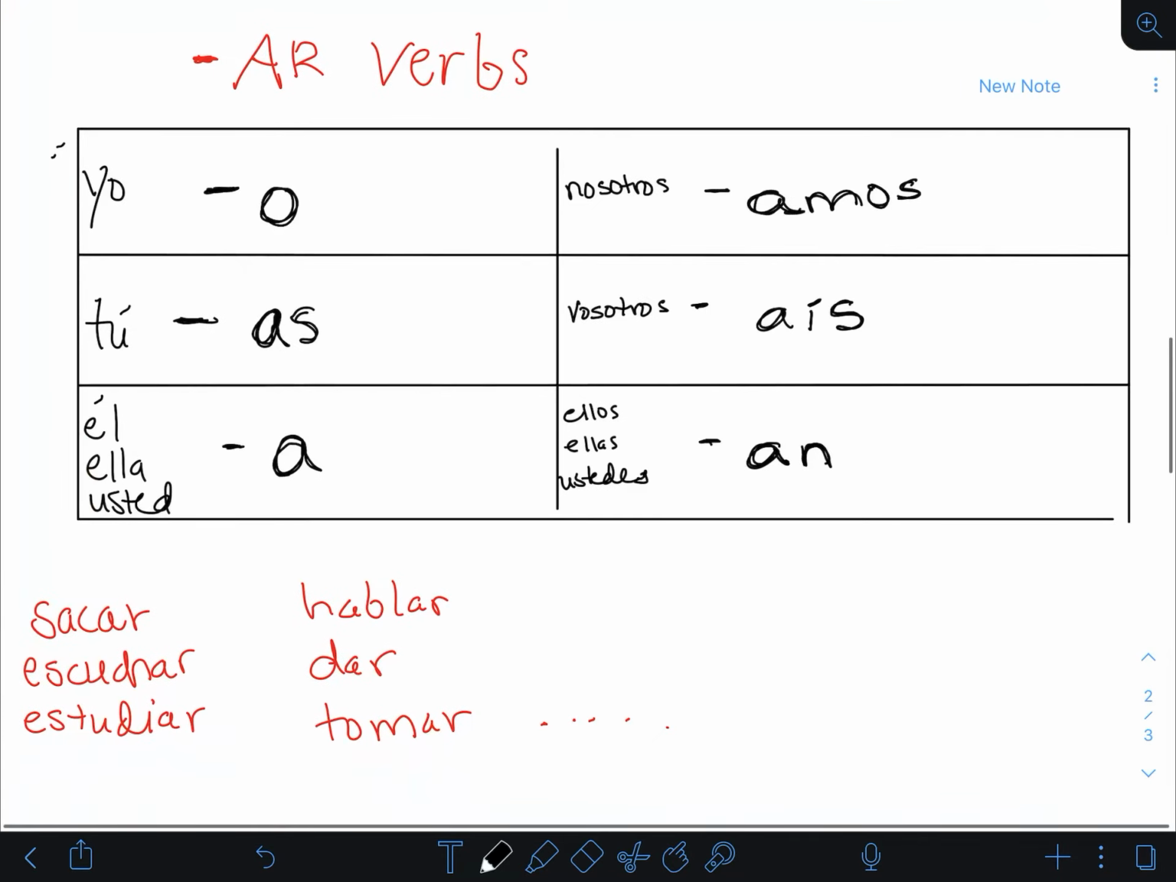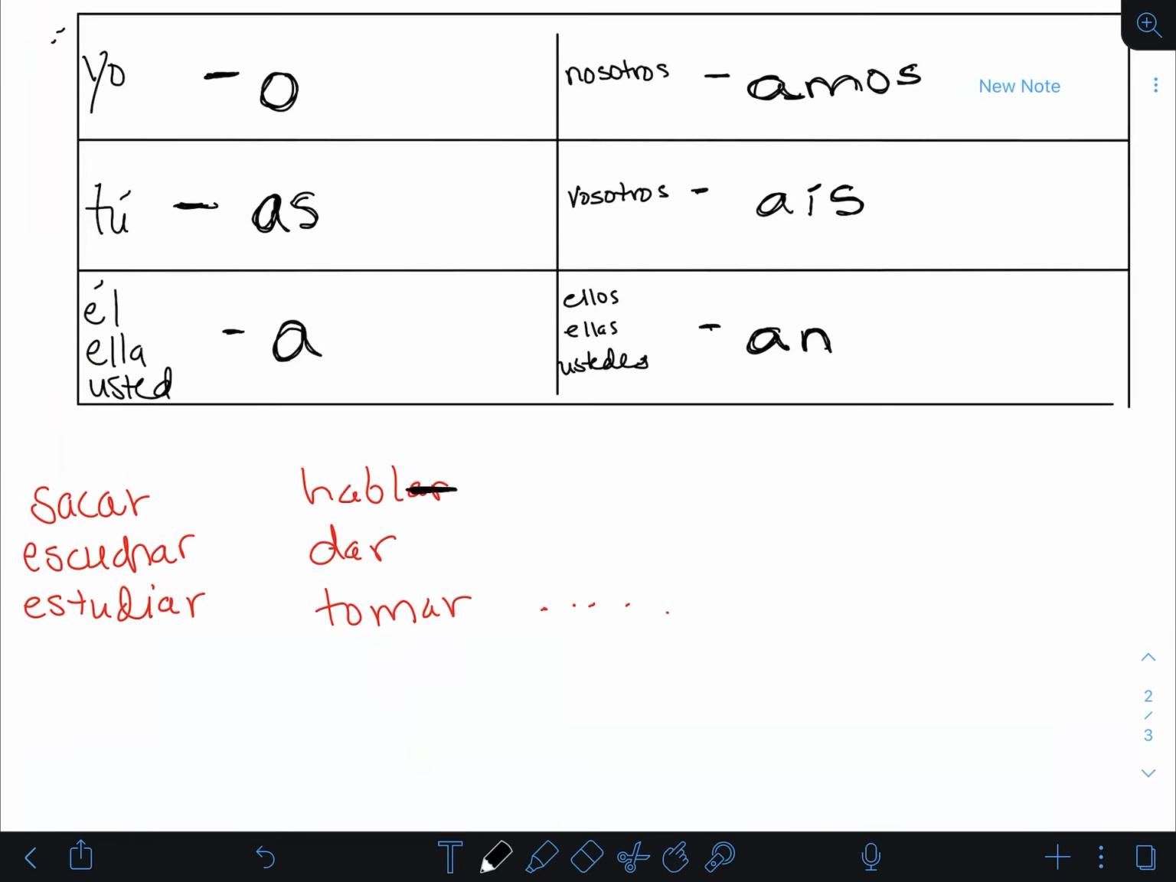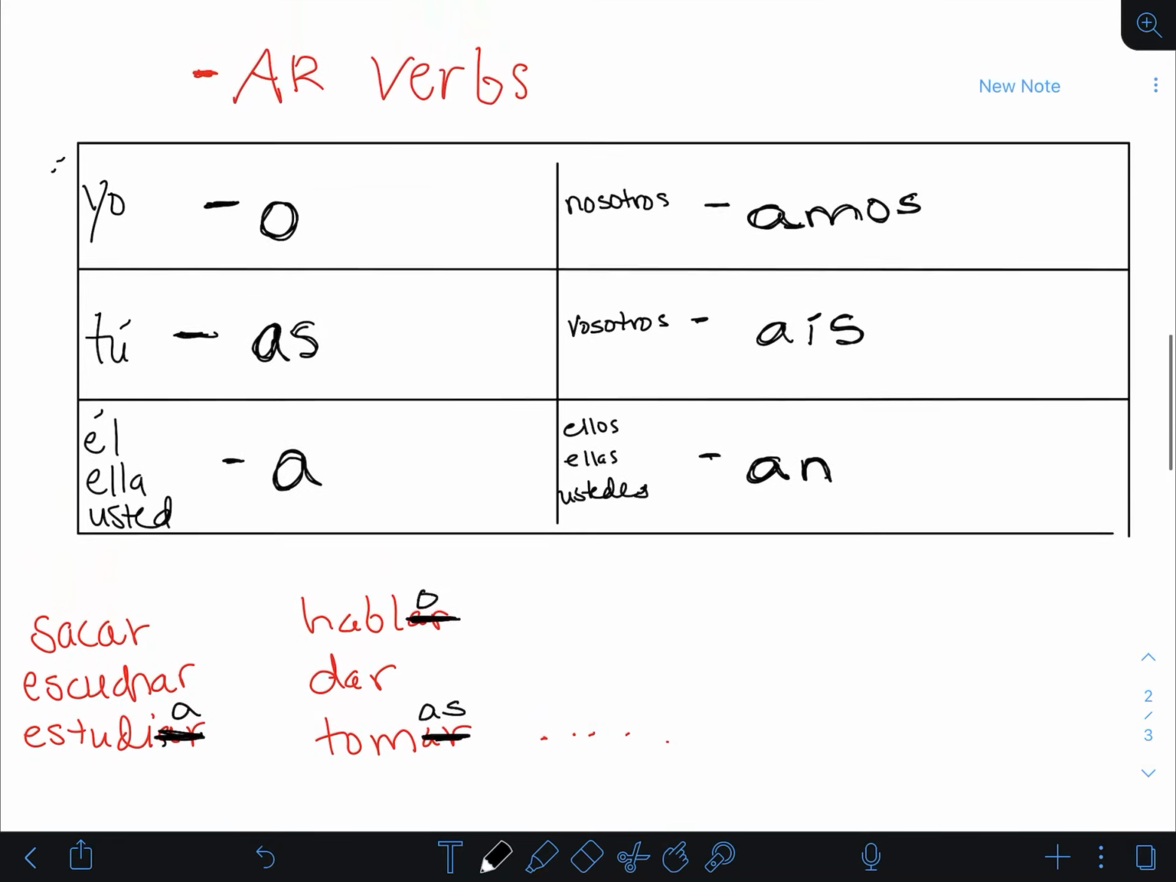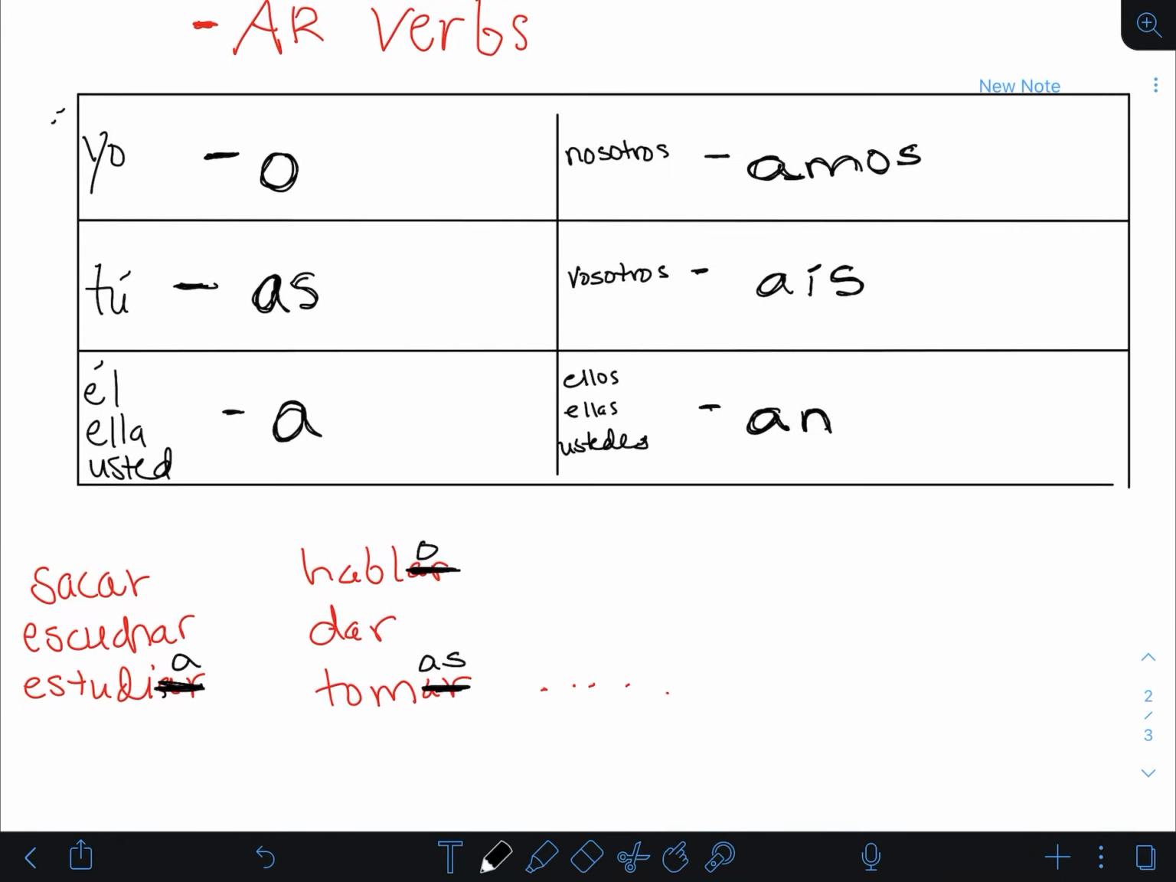Okay, so anytime you're trying to conjugate a verb, we'll say, if I'm trying to say I speak, you erase the AR, you add an O, hablo. If you want to say you take, tomas. He, she, or it studies, estudia, right? You erase the AR, you add the A.